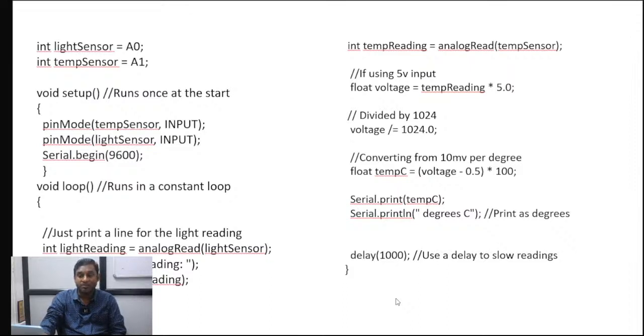The temperature sensor on pin number A0 as the input pin, then pin number A1, which is nothing but the light sensor, is your input pin. Then I started the serial communication, so for that I wrote Serial.begin(9600). Then void loop, so it runs.